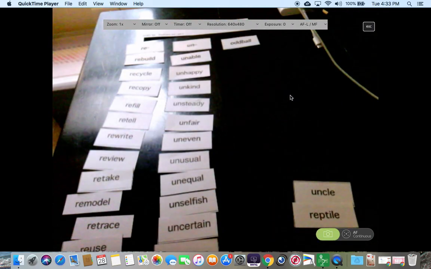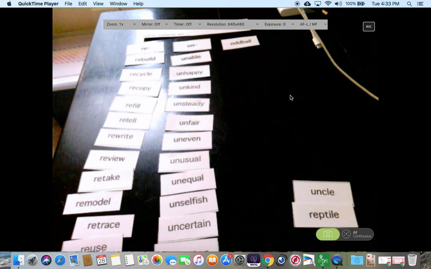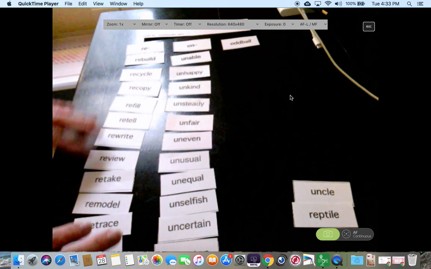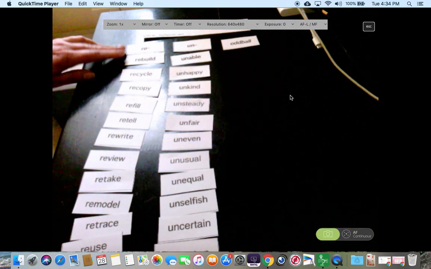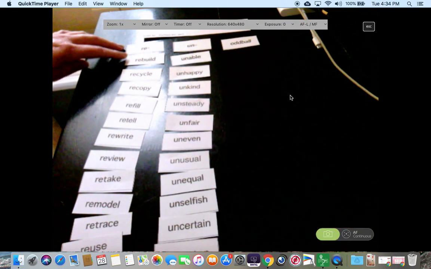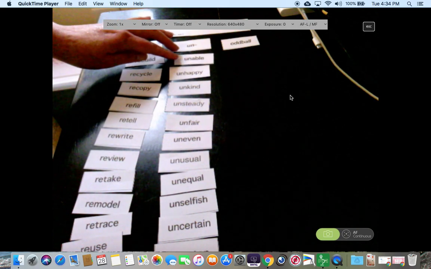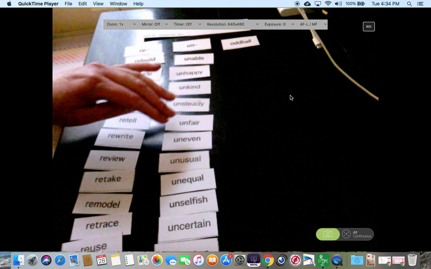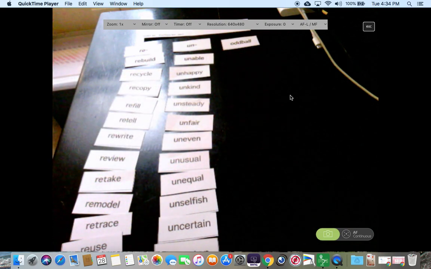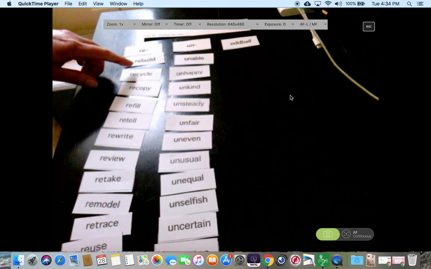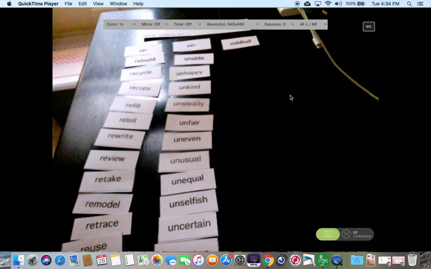Okay, welcome back. So boys and girls, I'm guessing that you put all of the words that start with RE under the re section, and all the words that start with UN under the un section. I want you to think about what you notice about these words. Many of you probably noticed that they all have re and then another word after it, or un and another word after it.